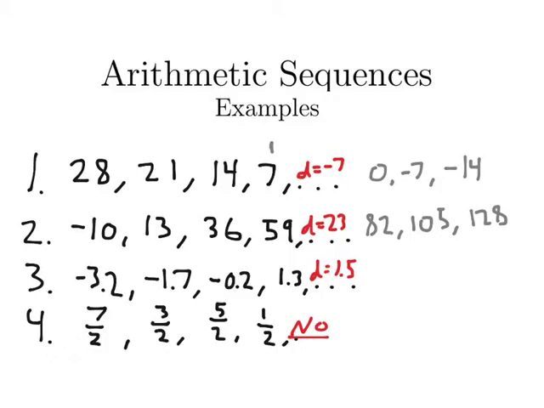For number 3, the difference is 1.5. So I take 1.3 and I add 1.5, which is 2.8. 2.8 and I add 1.5, which is 4.3. And 4.3 plus 1.5 is 5.8.